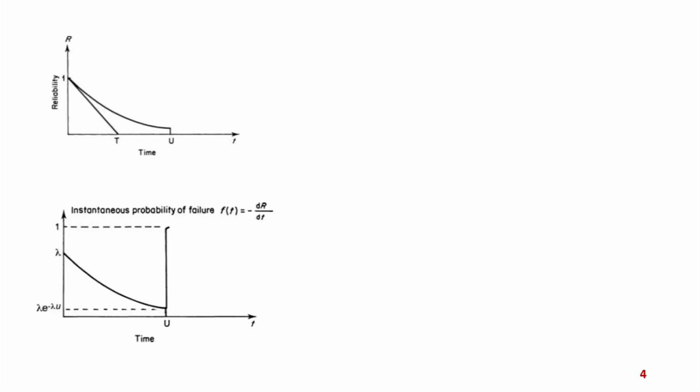So, the reliability function, as we have seen, when the failure rate is constant, we can write as R(t) equal to e to the power minus lambda t, where lambda is the constant failure rate.